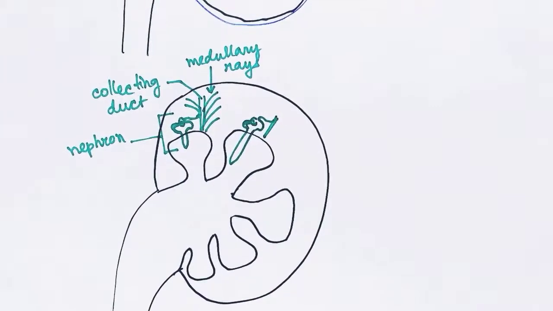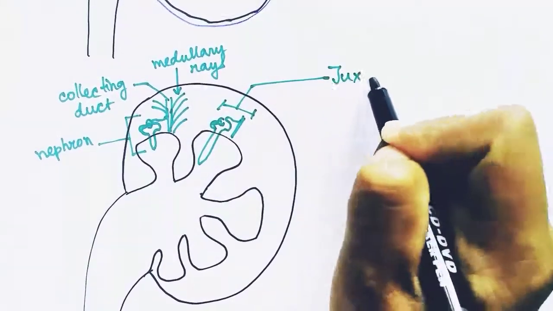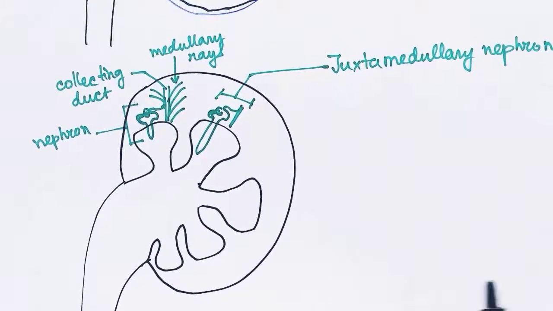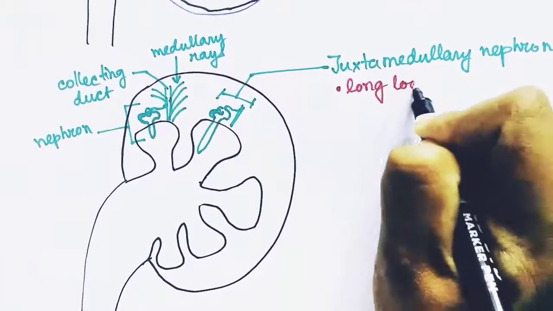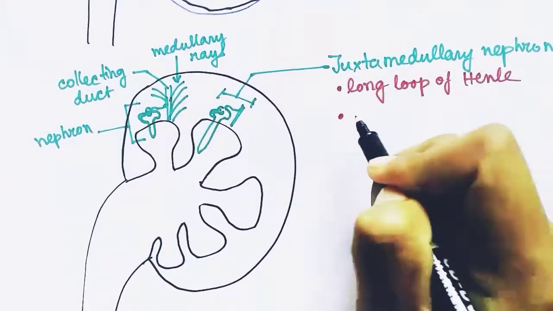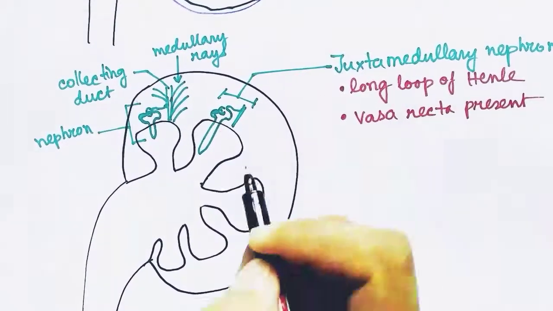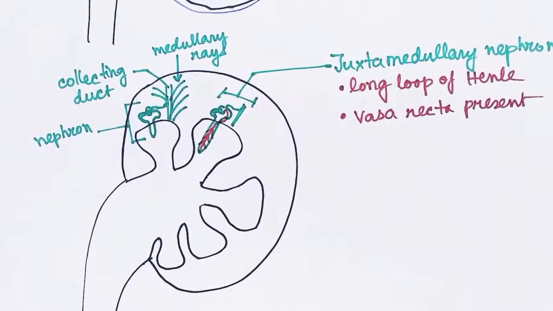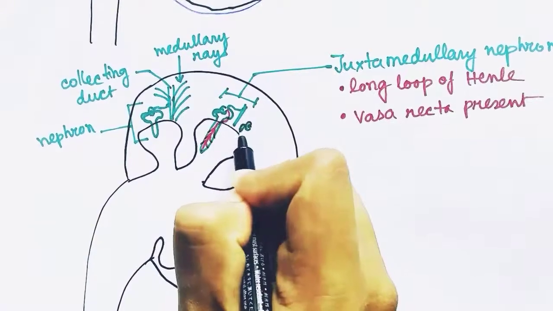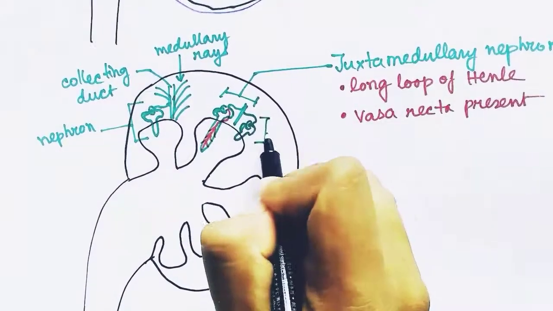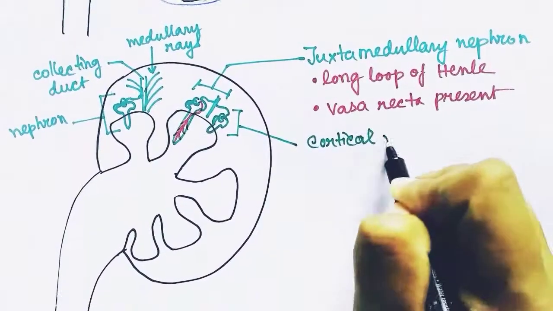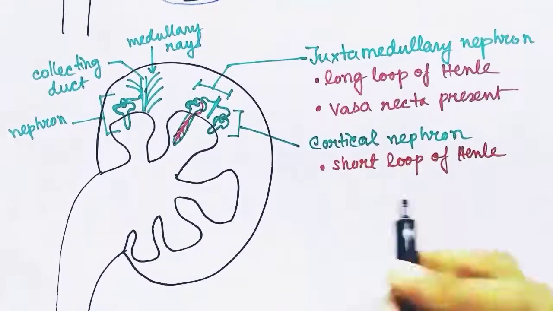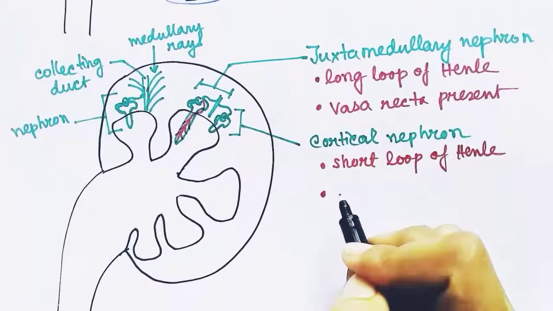There are two types of nephron. First one is juxtamedullary nephron. It has long loop of Henle which dips down inside the medulla. And they also have vasa recta which is straight vessel of blood. Another kind of nephron is cortical nephron. It has very short loop of Henle and it does not have vasa recta present.